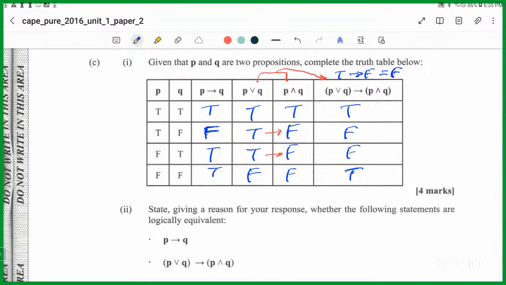Good? Everybody good with that? Mr. Watts, you good with that?